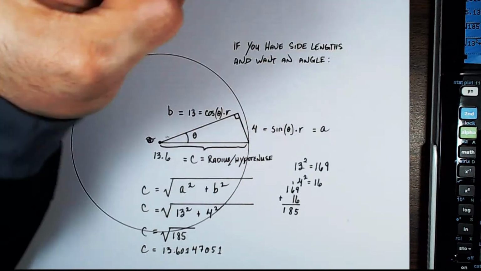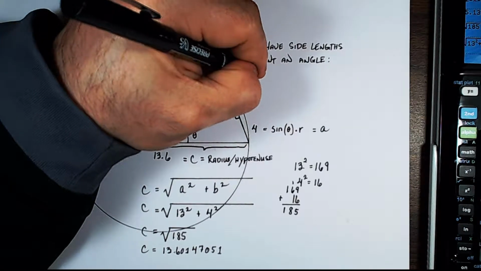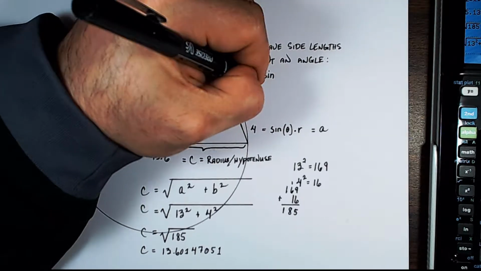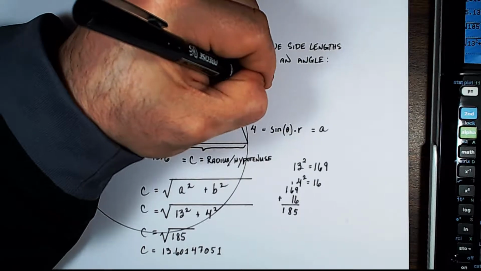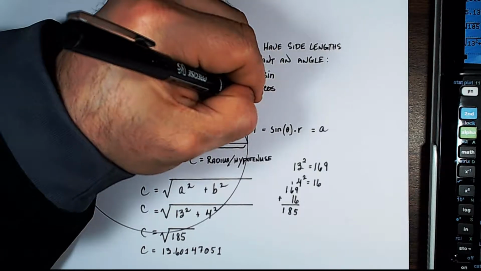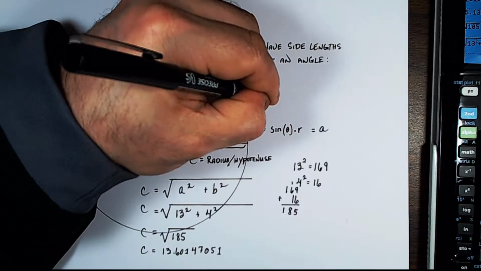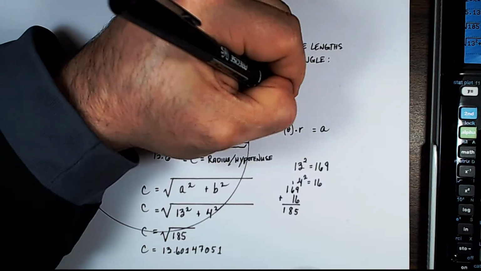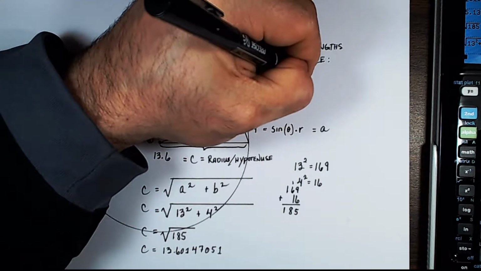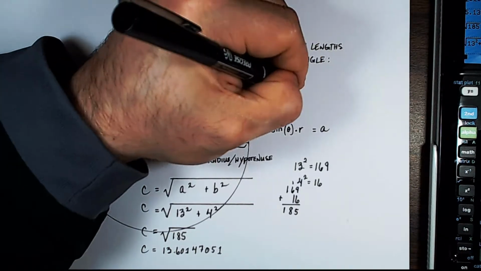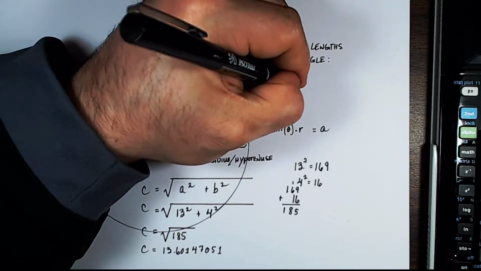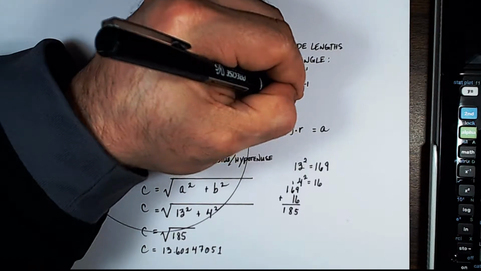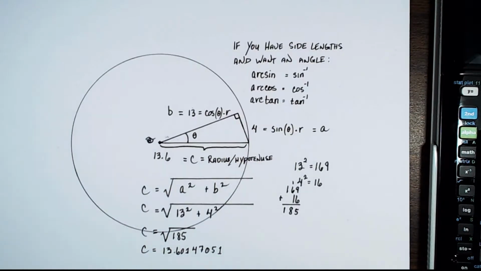You use arc sine, arc cosine, or arc tan. And this is a function. This equals sine -1. So inverse sine, inverse cosine, or inverse tangent. And it really depends on what angle you want.